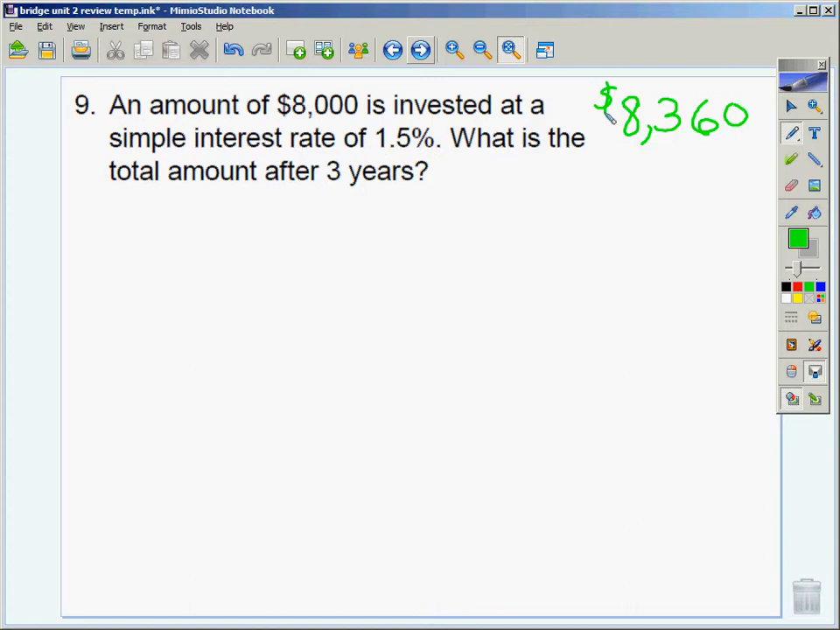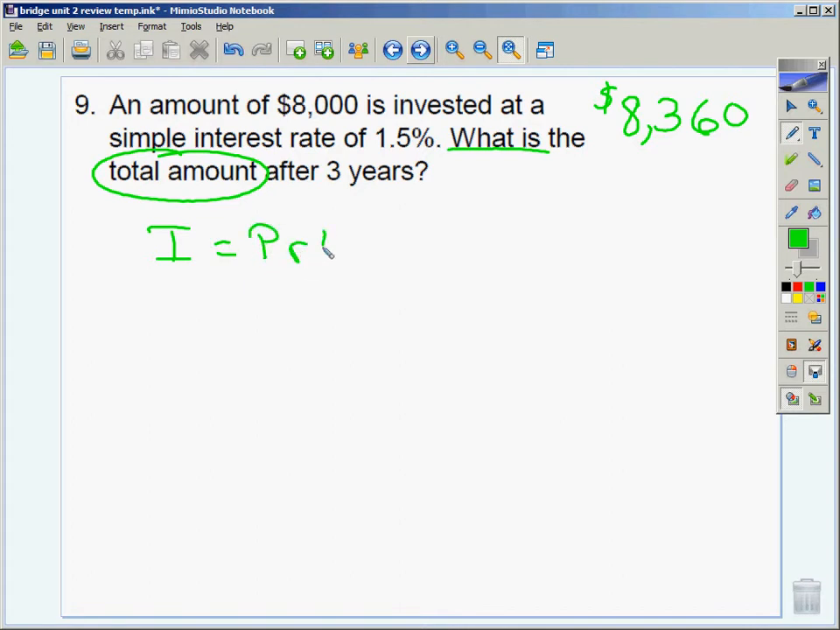And it says, what is the total amount after 3 years? If I'm investing money, right? Whatever I put in at the beginning, do I want to have more or less when I'm done? I want to have more. So if they want the total amount at the end of the 3 years, I hope that it's more than what I started out with, 8,000, right? It is an interest problem.